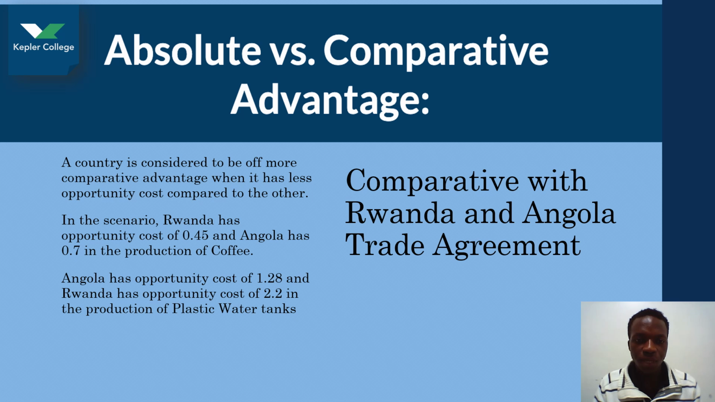And then referring to the water tanks, Angola has an opportunity cost of 1.28 coffee, while Rwanda is losing 2.2. That means Rwanda is losing a high amount and Angola is losing less. That's why we advise Angola to move to plastic water tanks, because it loses less.